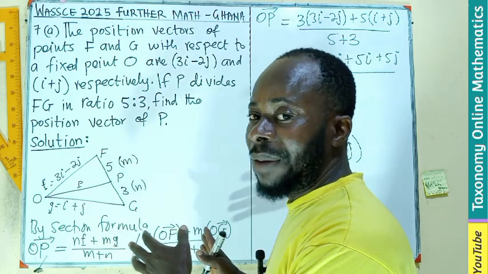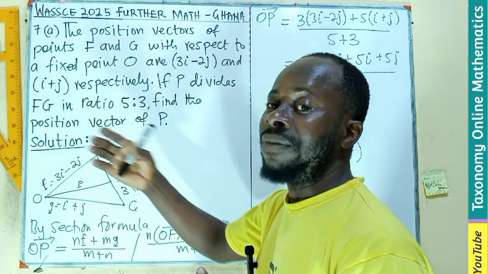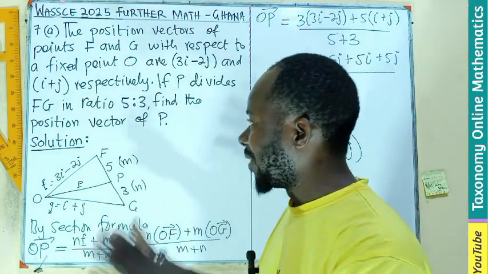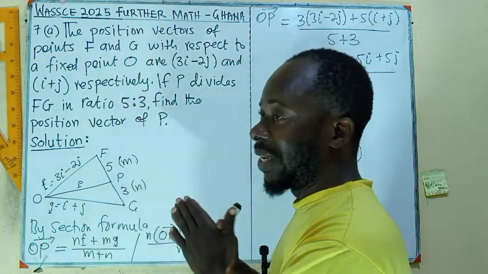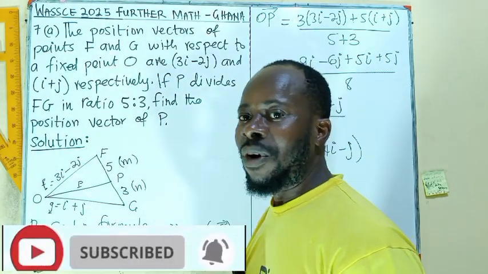And I guess the concept is clear. This is more or less internal division. If it's external division, that is where the minus will come in. But if you look at the question, it is silent, so we pick it as internal division of a line by a point.